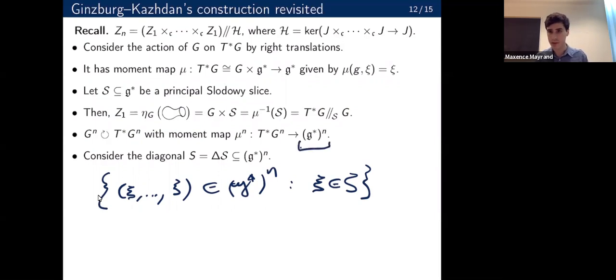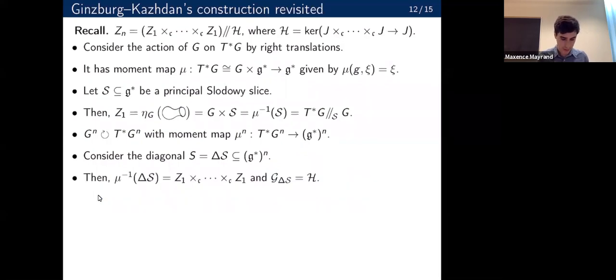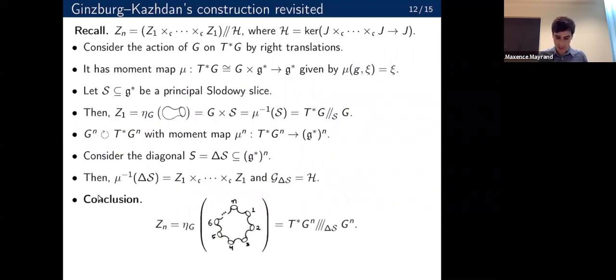And hence we can just consider the symplectic reduction along this submanifold. And it happens that if you take the preimage of this diagonal, that's exactly this thing in the Ginzburg-Kazhdan construction. And the stabilizer here is exactly this H here. And hence, the conclusion is that the Ginzburg-Kazhdan construction can be viewed as the symplectic reduction of T*G^n by G^n along this submanifold.